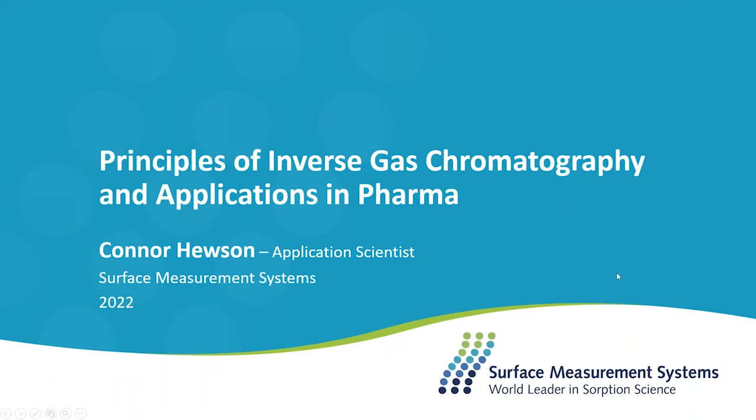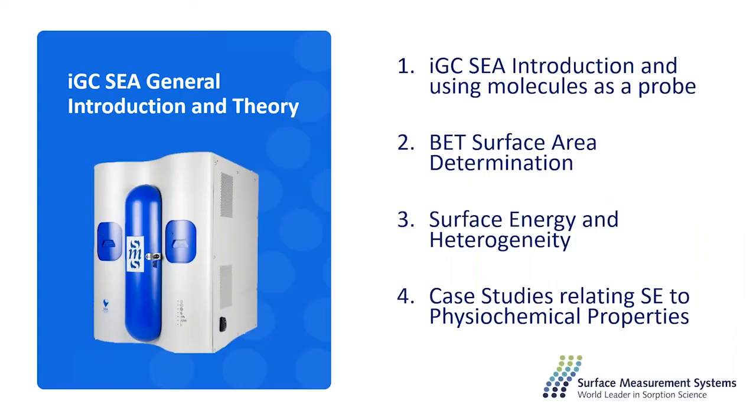Okay, great. Like DVS, inverse gas chromatography is a technique that uses probe molecules in order to analyze a material as a whole and a surface as a whole. But now we're not observing the uptake in the sense that it changes the mass. We're looking at how the probe adheres to the surface and what that does on an energetic basis.